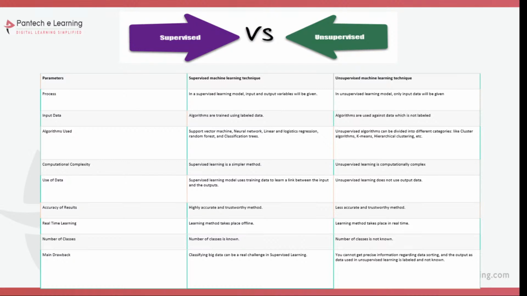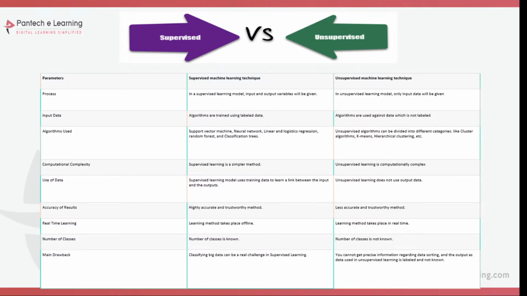Okay, number of classes. So here in supervised, we will be knowing how many classes we are considering. Okay, in unsupervised, we cannot determine that. And the main drawback of the supervised machine learning system is classifying big data, which can be in real time. Considering big data as my input, it is a little bit complex, right? So that's the real challenge in supervised.